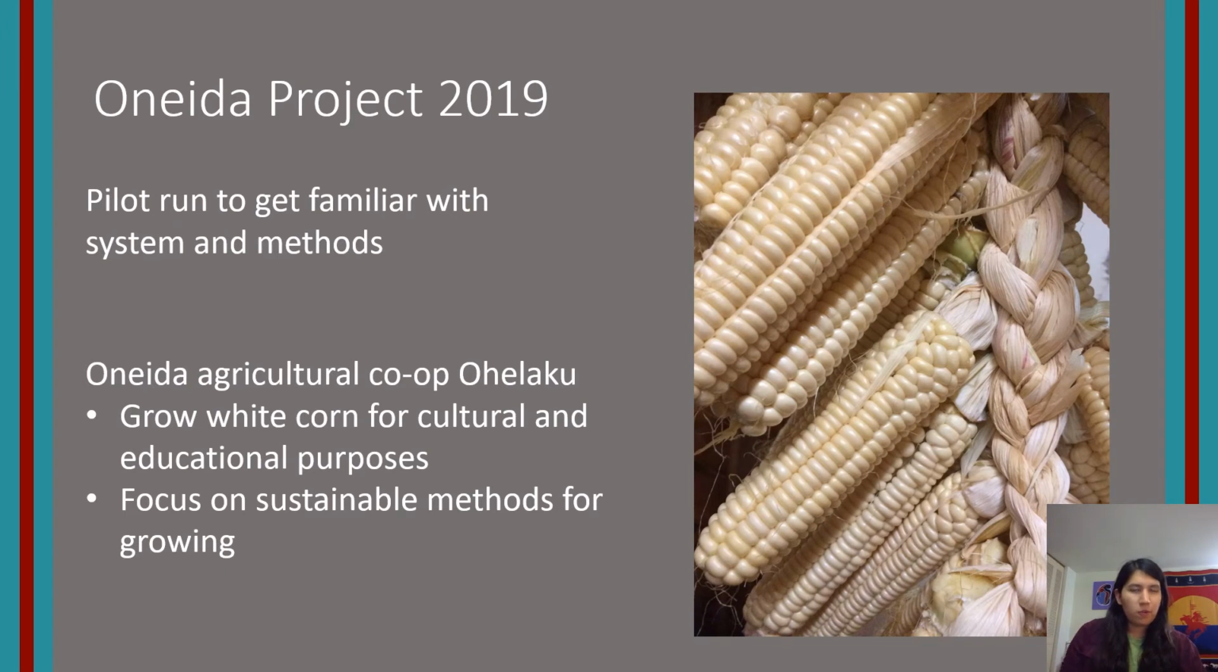For the first part of this project, it began in the summer of 2019. It was basically a pilot experiment to see what we wanted to do, what farmers were interested in. We started off working with the Oneida Agricultural Co-op, the white corn group Ohelagu. Their main goal is that they grow white corn for both cultural and educational purposes. It teaches community members from planting to harvest, to even, obviously in the picture right here, the braiding and drying, allowing community members to come together and learn these important things about a culturally significant crop.